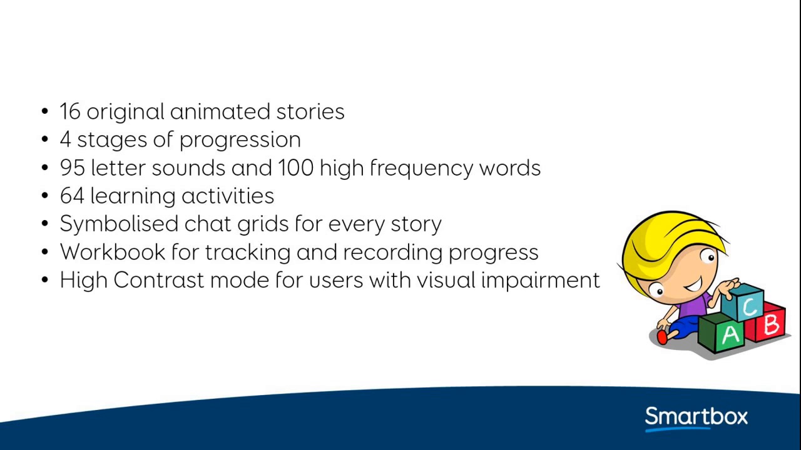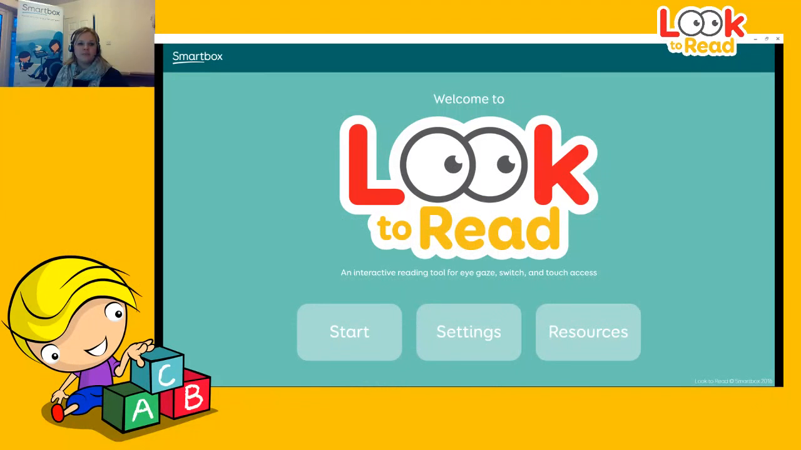There's 64 learning activities that are there to help consolidate learning. There's symbolised chat grids for every story. So from within the story, children have the opportunity to comment and talk about what's happening. And there's a workbook for tracking and recording progress. You'll also see, and I'll show you in a minute, that there's a high contrast mode for our users with visual impairment. So there's lots of features in Look to Read for us to look at. So I'm going to go across into the software and we'll see what it has to offer.